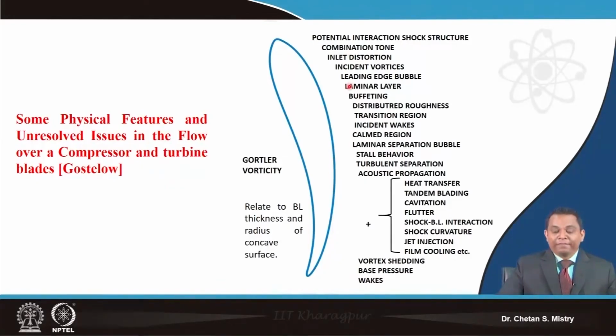Okay. Then we have leading edge bubble, laminar layer, buffeting, and roughness. You can understand this when we are flying. Along with the air, there is a possibility that dust particles also get sucked in from the atmosphere, and they will stick on the surface of my blade.